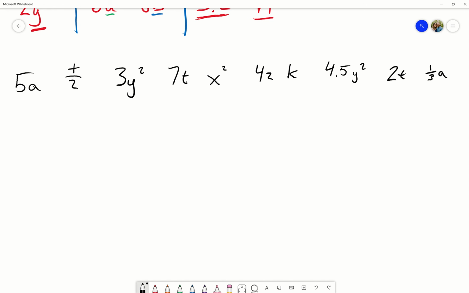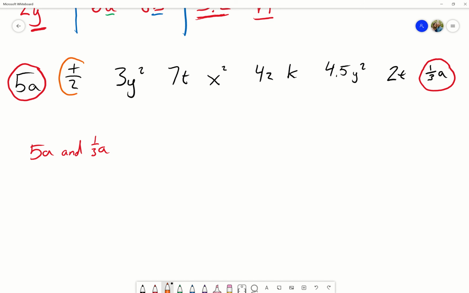And I'm going to say, all right, well, let's figure out what the like terms are. What I want to do is I'm going to start with my first term, and I'm going to circle it. And then I'm going to look through and see, all right, do I have any other terms that have the variable a with no powers? So I'm going to go to my list. All right, looking for a. That is a t, y squared, t, x squared, z, k, y squared, t, a. This has an a. Those two are like terms. So I can write those over here in that connection. And 1/3 a.